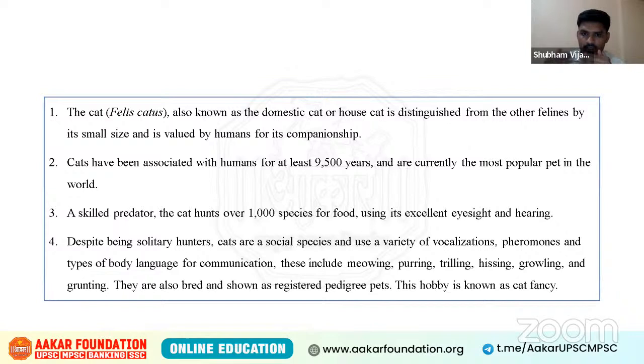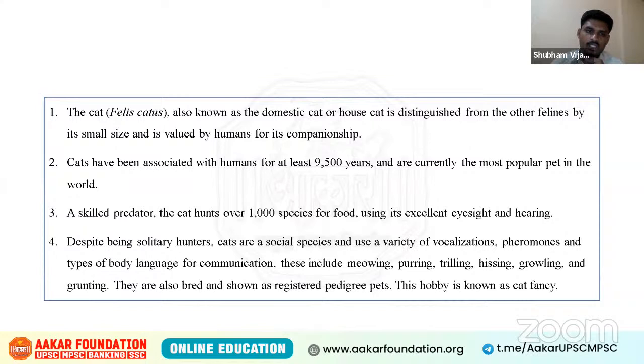These include, and they are named like this: mewing, purring, trilling, hissing, growling, and grunting. Okay, cats have a unique variety of social vocalization, means the ability to produce sound. Also, they can produce pheromones, and they have a typical body language for communication. And these include mewing, purring, trilling, hissing, growling, and grunting.